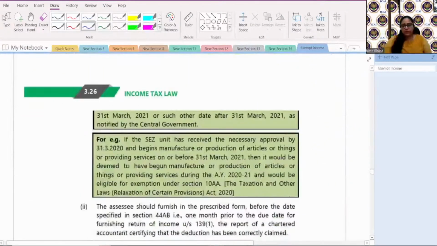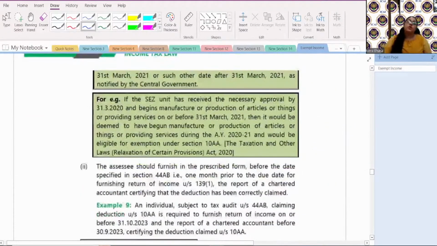Assessment year 2020-2021. Second thing, you have to get your accounts audited and you have to file the report under section 44AB. This is again very important. The period of filing the report is 1 month prior to your due date of return. So suppose your due date of return is 31st October, then you have to file your audit report by 30th of September.